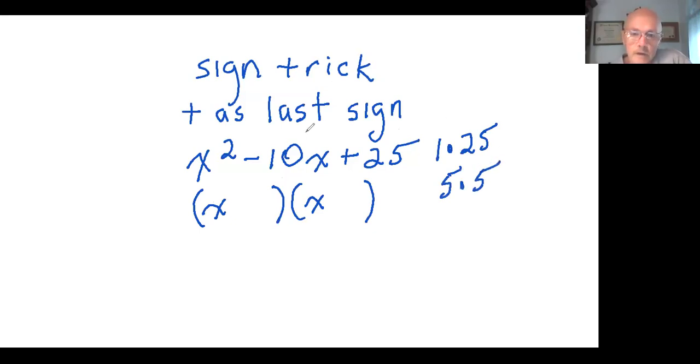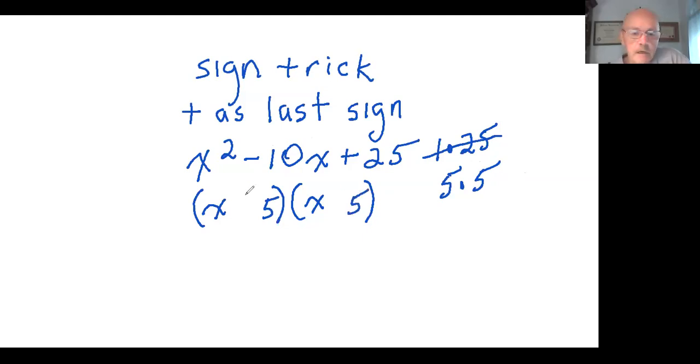But we have to get a 10 when we add or subtract the numbers we pick. So with a 1 and a 25, I can't get a 10 by adding or subtracting, so forget that. But with a 5 and a 5, I can get the 25, and if I add the two 5s, I can easily get a 10. So let's pick that 5 and that 5 and just place them right here.